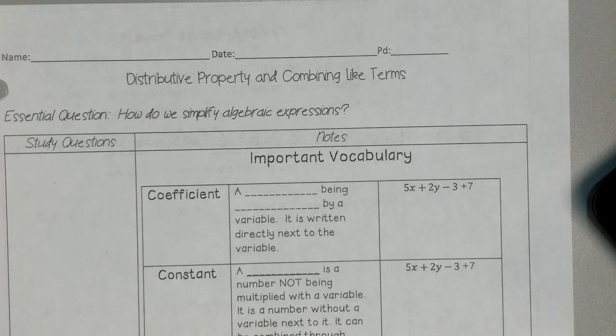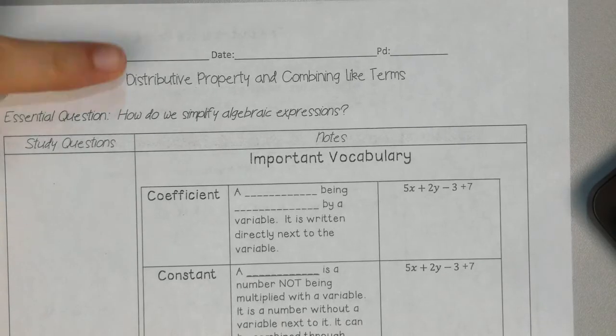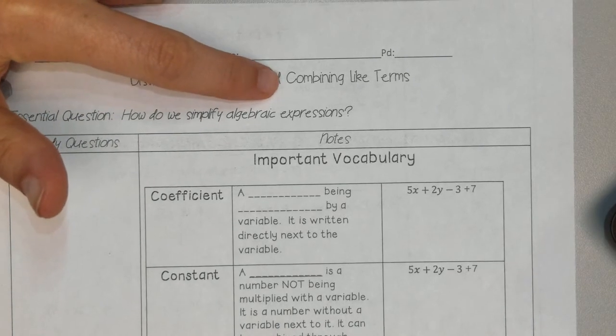Right, our essential question is, how do we simplify algebraic expressions? Today we're learning how to do that using the distributive property and combining like terms.